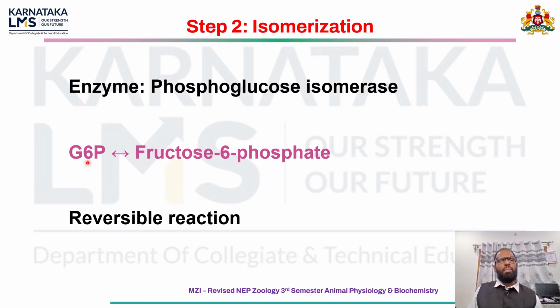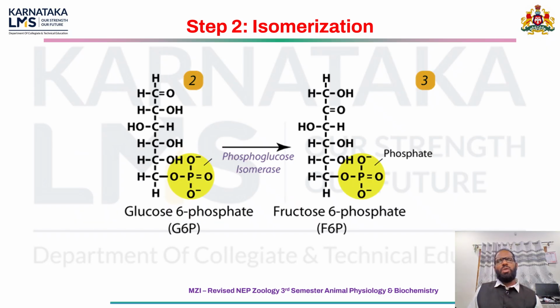By means of isomerization, glucose 6-phosphate is converted into fructose 6-phosphate. This particular reaction is a reversible reaction. At any point of time, glucose 6-phosphate can be converted into fructose 6-phosphate, and fructose 6-phosphate can be converted back into glucose 6-phosphate. That's why this reaction is called a reversible reaction. Here you can see the actual reaction with the chemical structures. This is the glucose 6-phosphate we got in the first reaction, and it will undergo isomerization to fructose 6-phosphate.